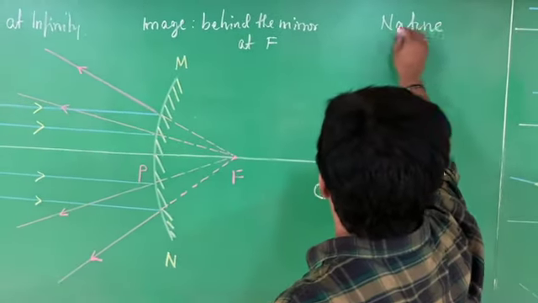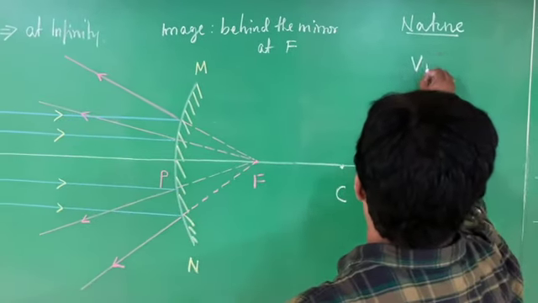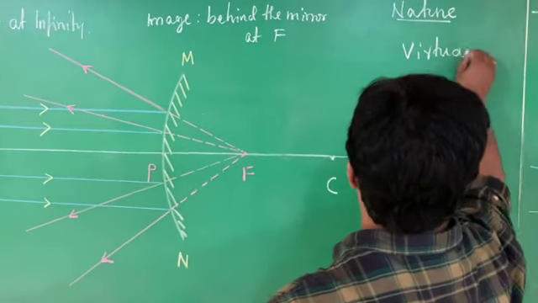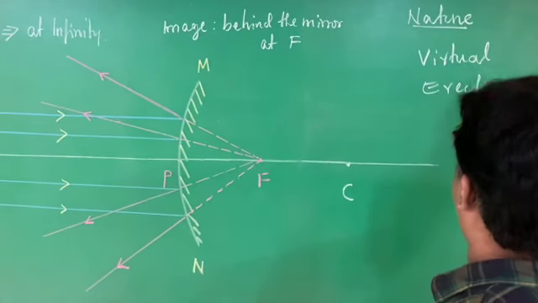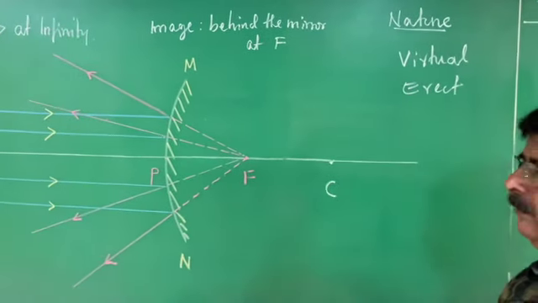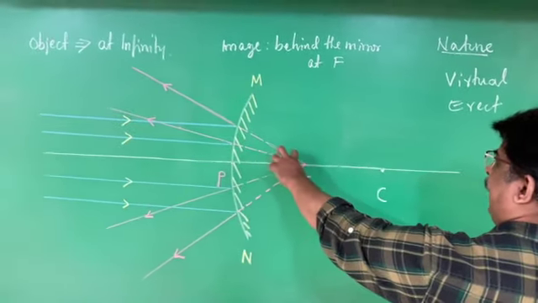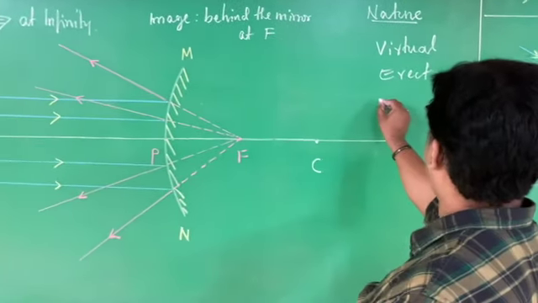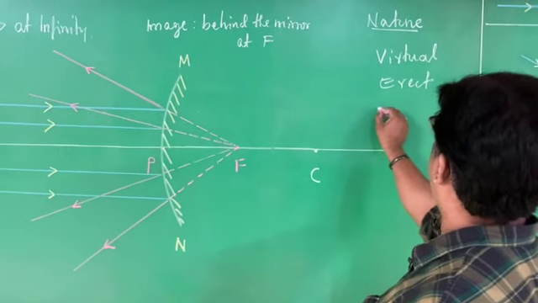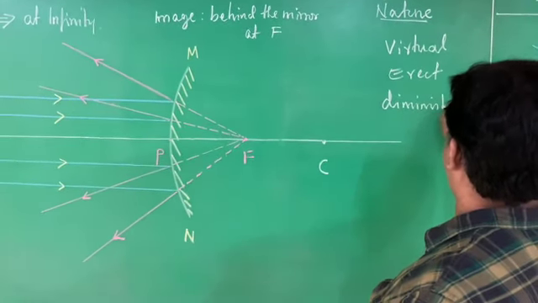Very simple. When the image is formed behind the mirror, it is virtual. Virtual images are erect images, and the image is a point. All lines are going to fall on a point. Therefore, it is highly diminished, or a point diminished. You write diminished.